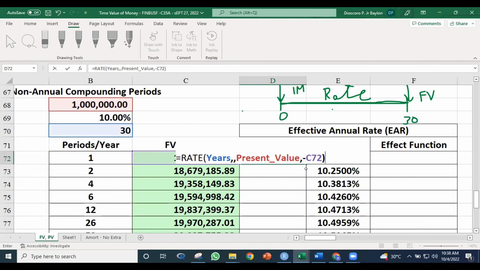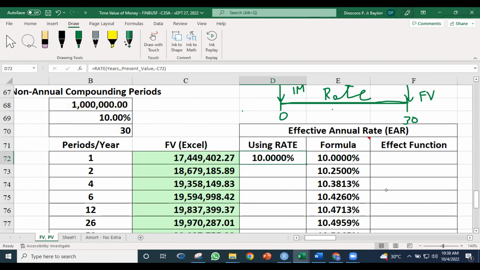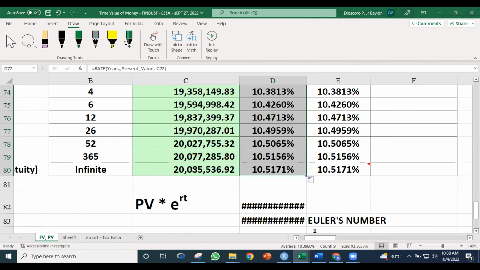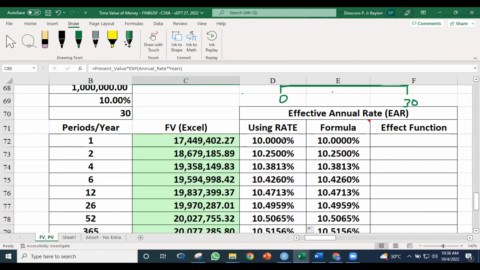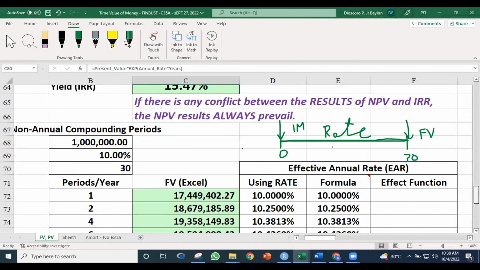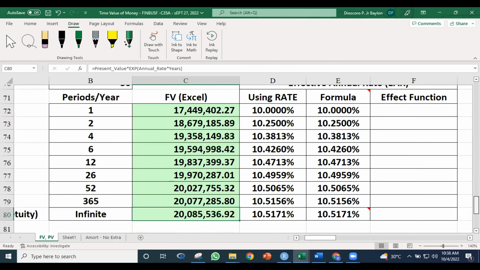Okay, so I have a future value, I have a present value, I have years. So we're asking what's the effective annual rate. And then if I drag this down, in fact, we can also use the continuous, kasi may value naman siya, it has a value of future value. All right, so we have here now the effective rate using the rate function. Just understand the problem: the time flow is 1 million at the start, the future value at the end, and then you have a particular rate. All right, so this is what we get, guys, and it's the same as the formula.